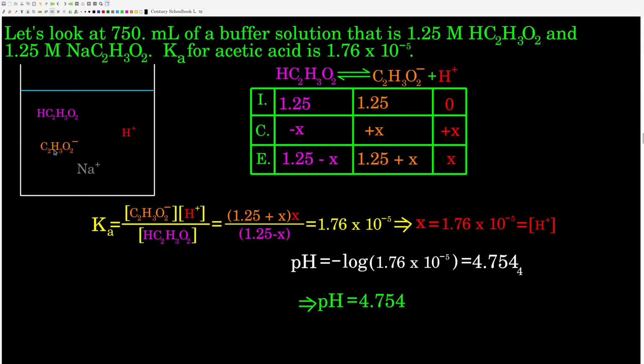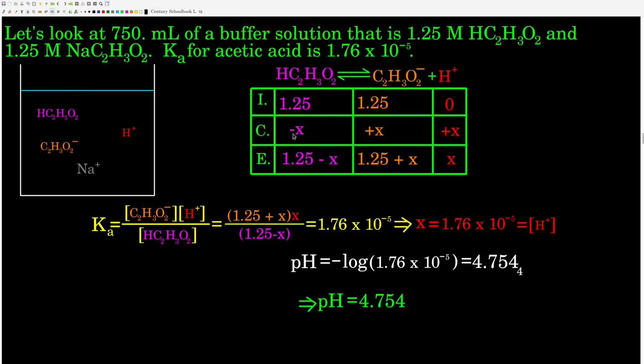Sodium acetate breaks apart into sodium ion and acetate ion. We don't care about the sodium ion, it's the spectator ion. We're going to have the acetate ion, we're going to have acetic acid, and once we come to equilibrium, we're also going to have some hydrogen ion. And so let's look at the pH of this system right here. So we're going to set up our ICE table. Here are our initial concentrations, and no hydrogen ion to begin with.